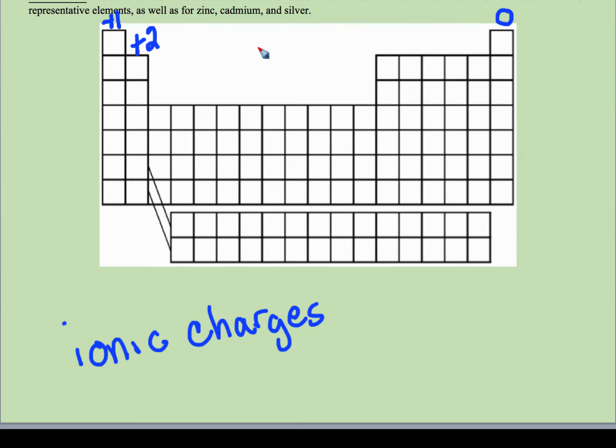The nonmetals would be -1, -2, -3, -4. Okay, and then we have our silver steps. 1 step for +1, 2 at +2, 3 at +3. So +1, +2, +3. Okay.